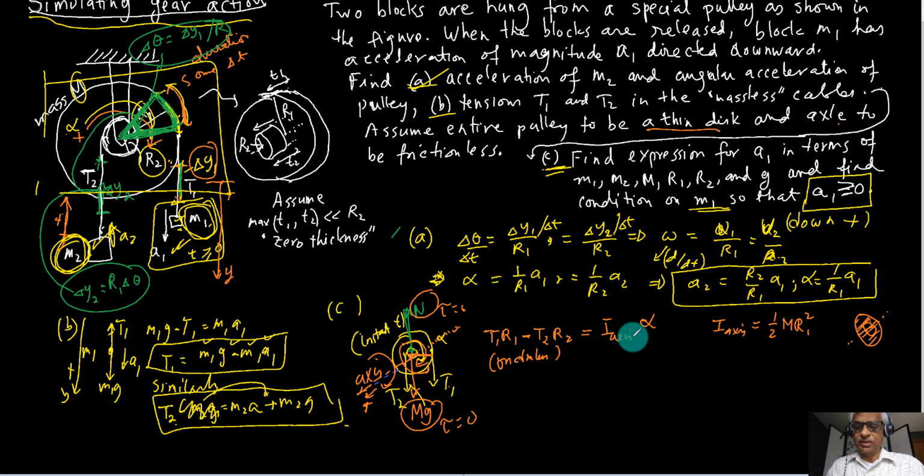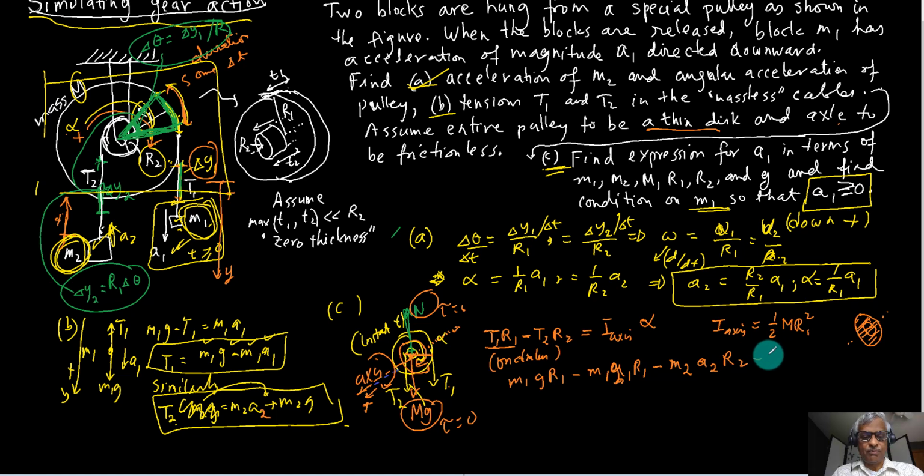So this one I can convert into a1. So T1 was m1 g r1 minus m1 a1 r1 for this guy, and for that guy I get a minus m2, this should be a2, a2 r2 minus m2 g r2.